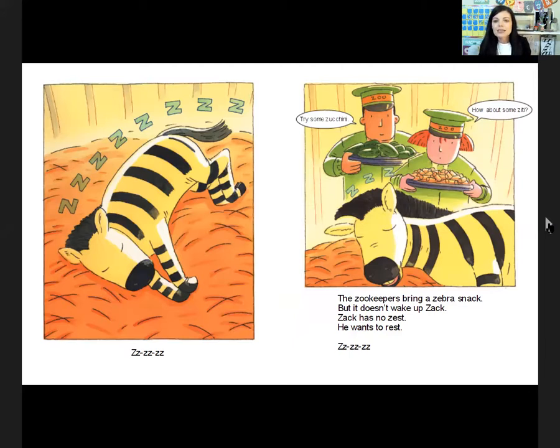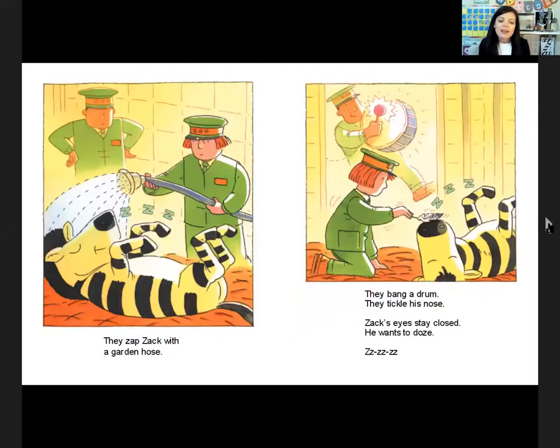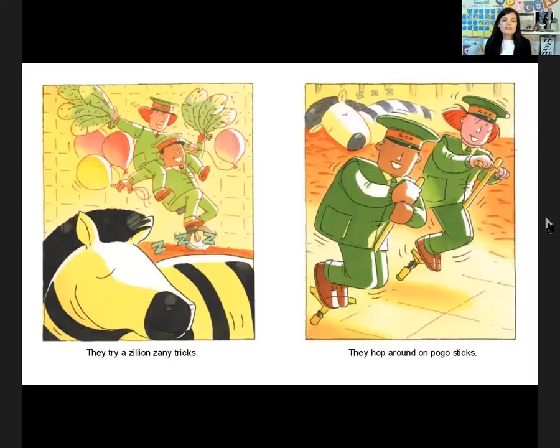The zookeepers bring a zebra snack. They bring zucchini and ziti, that's pasta. But it doesn't wake up Zack. Zack has no zest. He wants to rest. Zzz. They zap Zack with a garden hose. They bang a drum. They tickle his nose. Zack's eyes stay closed. He wants to doze. Zzz. They try a zillion zany tricks.